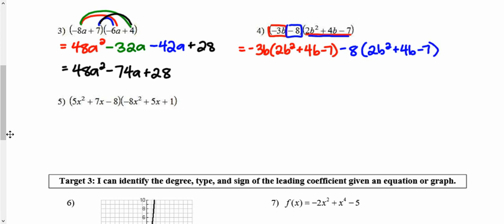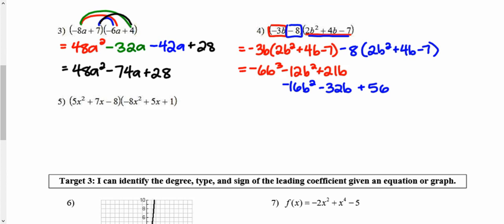Okay, so now I'm going to actually do the distribution. And this might be where you actually start, and that's fine as well. So that would be negative 6b to the third minus 12b squared plus 21b. And then the second set of distribution is negative 16b squared minus 32b plus 56. And so the reason I stacked this up the way I did is that it allows me to combine my like terms when I have a lot of them. So I can just add down now.